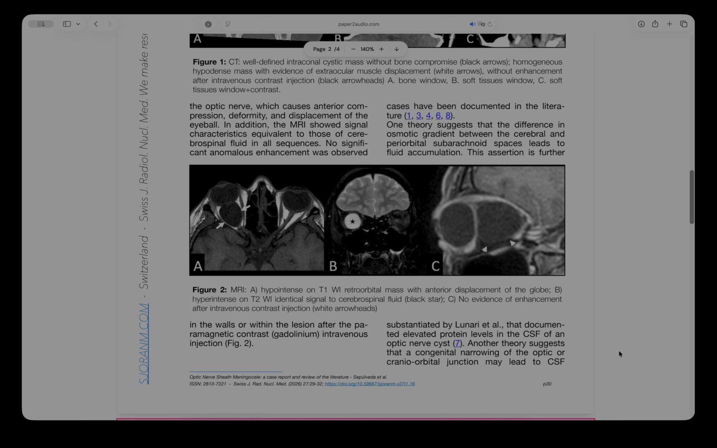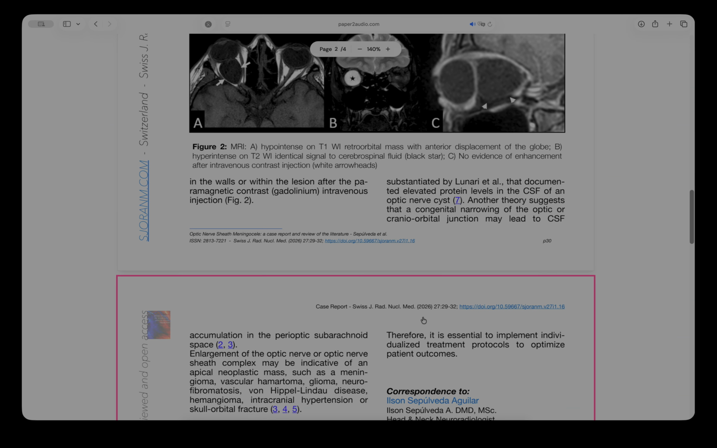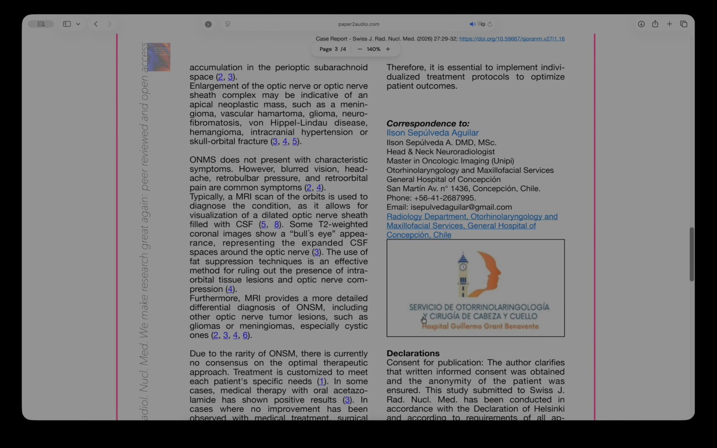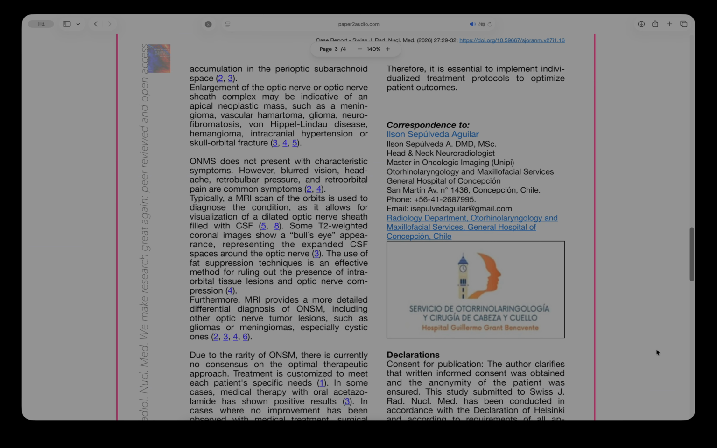Typically, an MRI scan of the orbits is used to diagnose the condition, as it allows for visualization of a dilated optic nerve sheath filled with CSF. Some T2 weighted coronal images show a bull's eye appearance, representing the expanded CSF spaces around the optic nerve. The use of fat suppression techniques is an effective method for ruling out the presence of intraorbital tissue lesions and optic nerve compression. Furthermore, MRI provides a more detailed differential diagnosis of ONSM, including other optic nerve tumor lesions, such as gliomas or meningiomas, especially cystic ones.